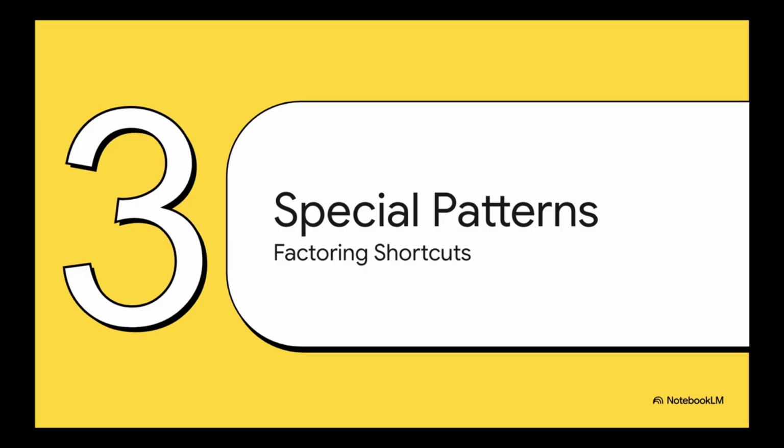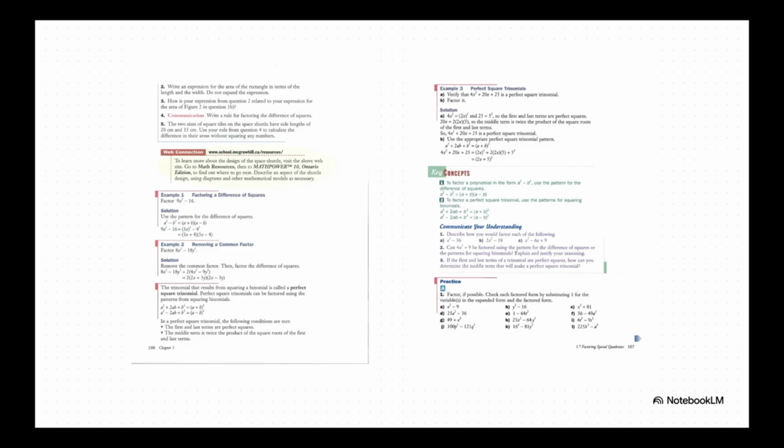And this isn't about learning more complicated rules. This is about training your eyes to spot patterns. When you can recognize these special cases, it's like having a secret shortcut that lets you jump right to the answer. It'll save you a ton of time. This slide shows 2 of the most powerful patterns side by side. On the left, we've got our difference of squares again. See it? 2 terms, both perfect squares with a minus sign in between.